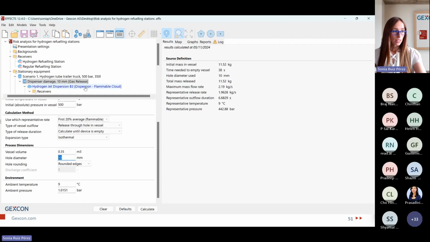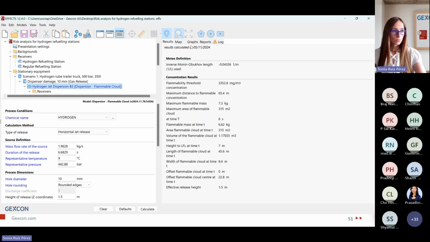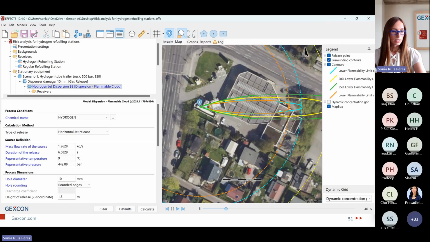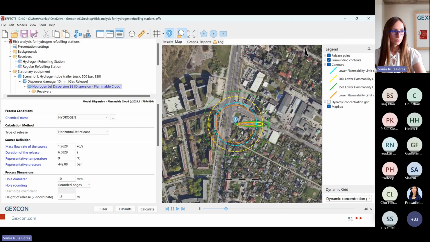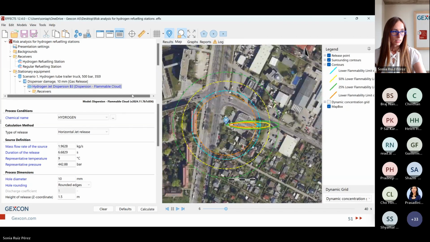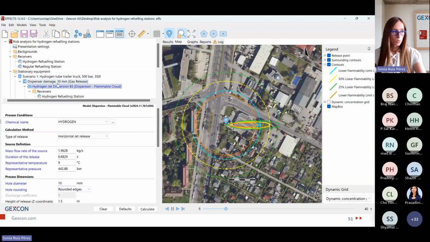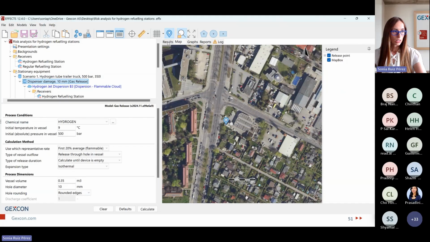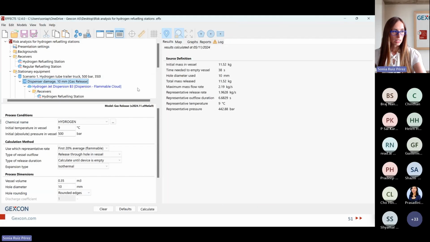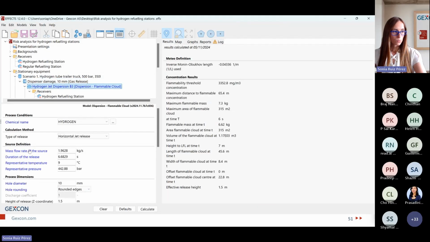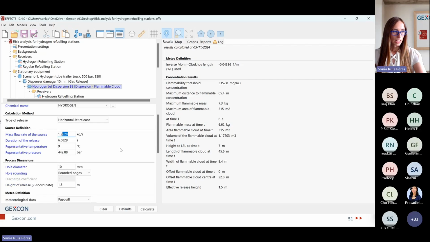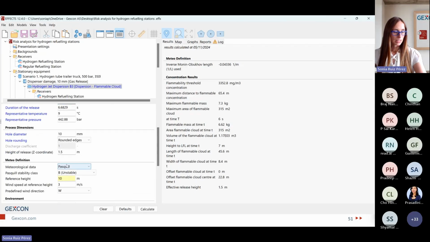And then you could use a flammable dispersion model to calculate the extent of this cloud. The interesting thing about effects is that you can link models one next to the other. So the results calculated on the outflow model, such as the representative release rate, are then used by the dispersion model. That's why these input parameters are in blue. Blue means it's linked. To calculate the dispersion for a Pasquill stability class of D and a wind speed of 3 meters per second.